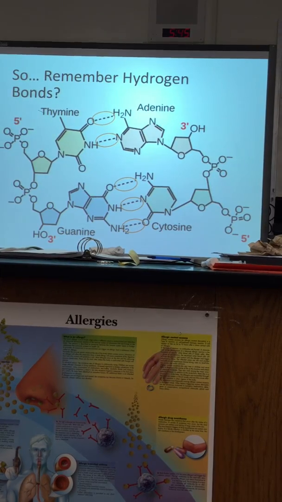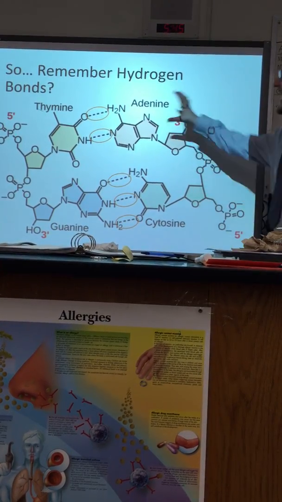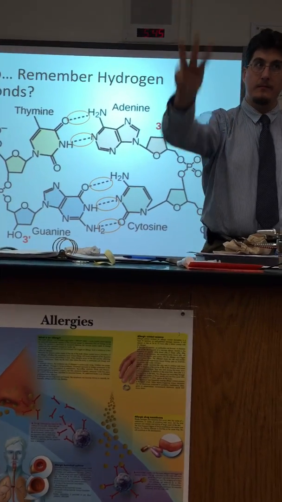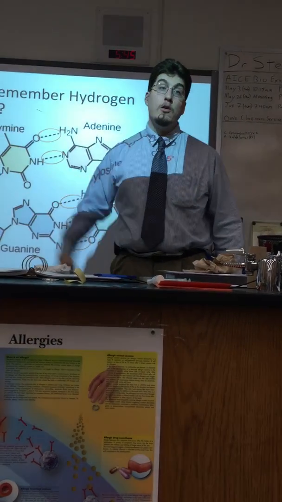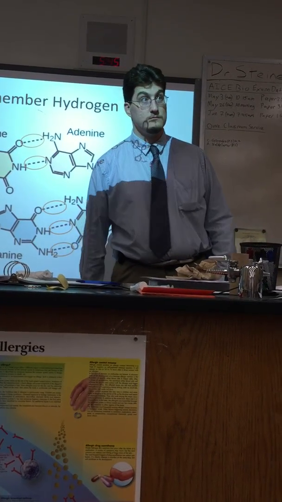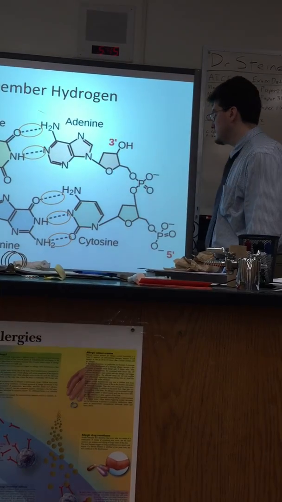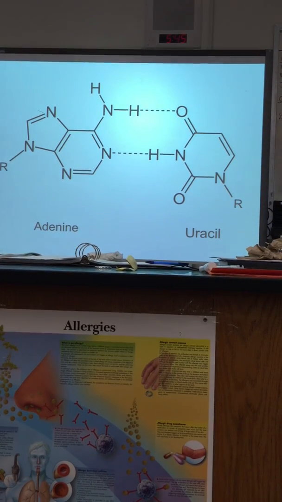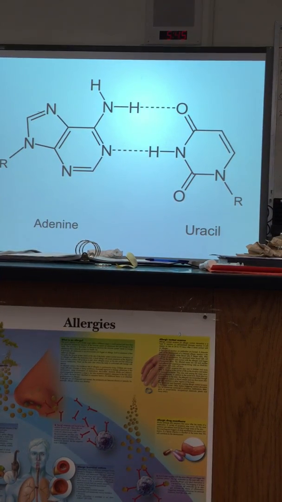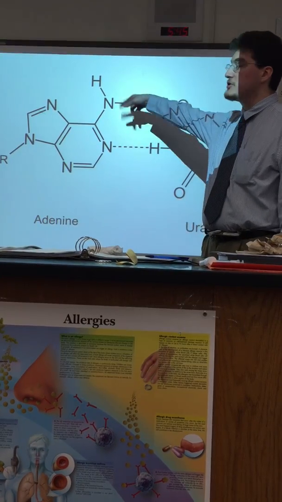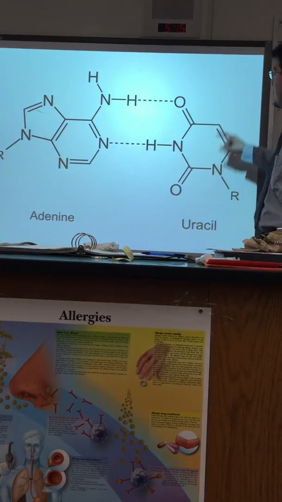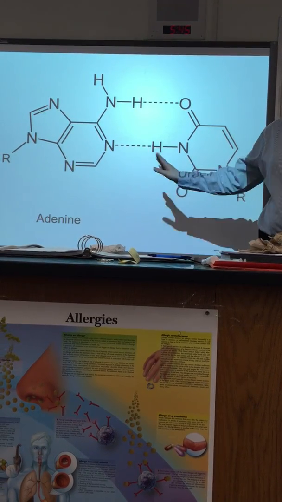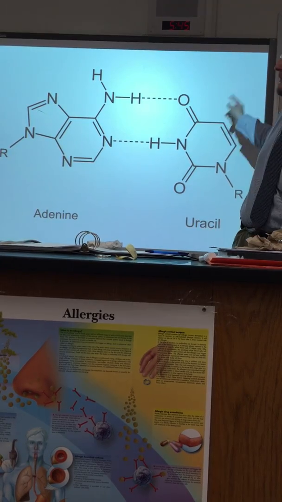Number of hydrogen bonds. A to T, 2. G to C, 3. A to U, 2. So that's adenine and thymine. That's adenine and uracil. Both have two hydrogen bonds. My apologies. The only difference is a methyl group missing in uracil. That's it. That's the only difference.